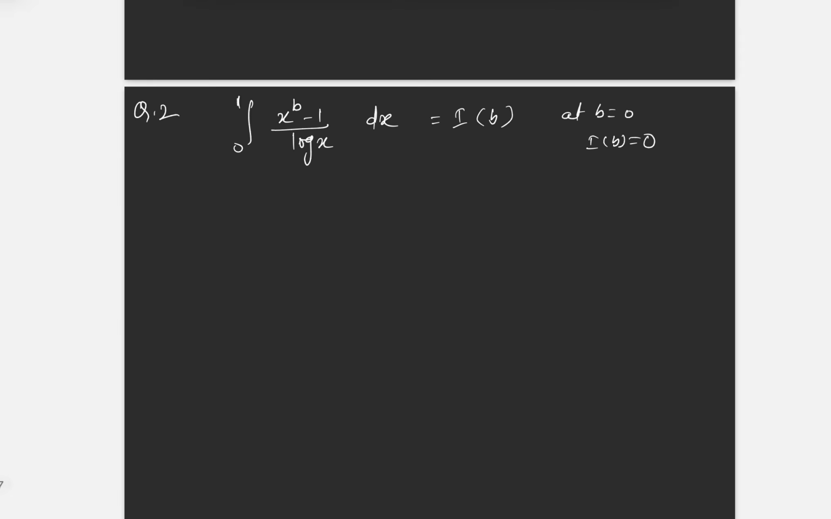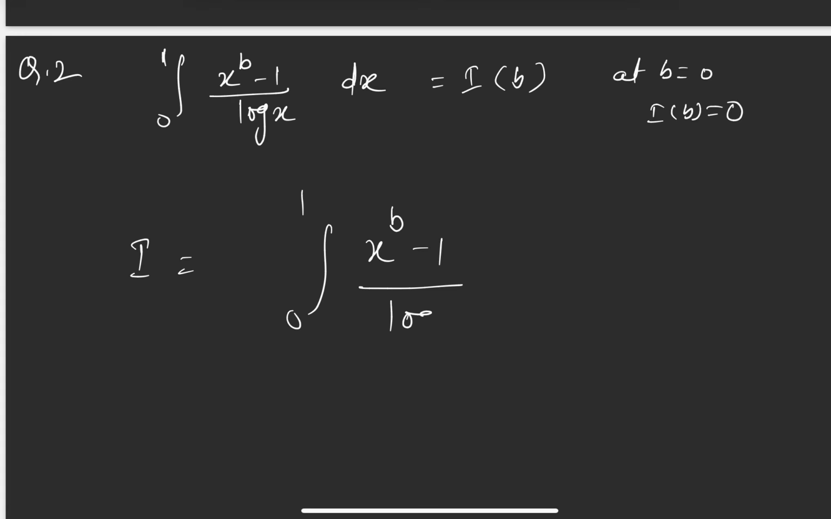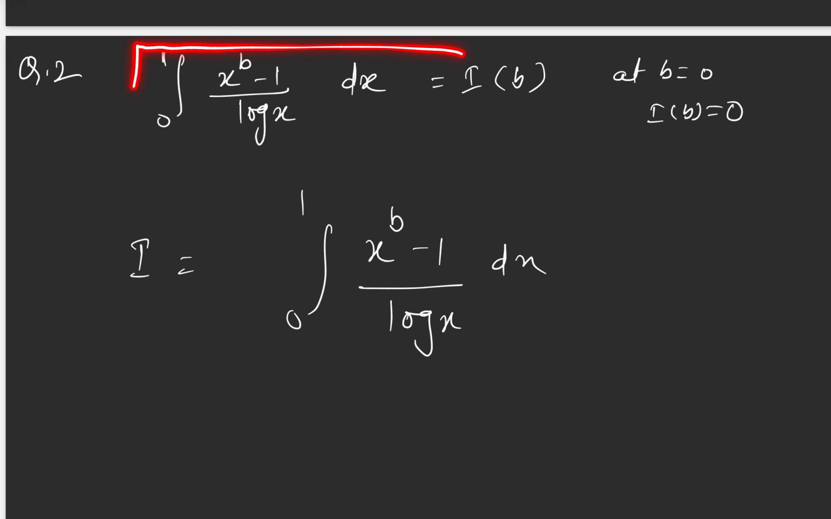Okay, next question is on the screen. This is the question: I equals integral from 0 to 1 of (x power b minus 1) by log x dx. Okay, how to solve this? First of all I will check what the value of this integration is at b equals 0, because this will be useful later. Here the integration is a function of b. So at b equals 0, x power 0 is 1, 1 minus 1 is 0, so 0 by anything is 0. So at b equals 0, the integration I(b) is 0.